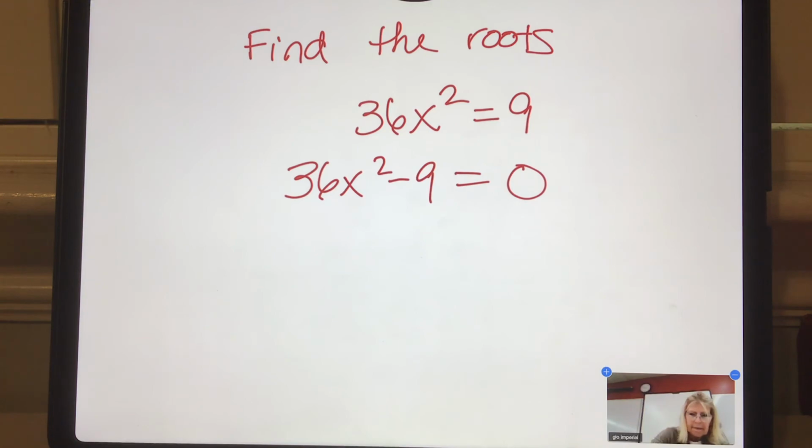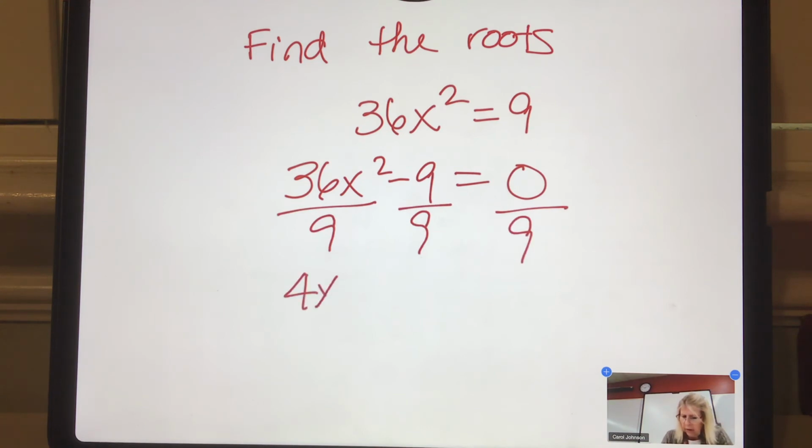I would factor out a 9. Factor it out or divide it out. I could divide it out. What did I tell you? Can you divide out numbers? Yeah, it's an equation. You can divide out numbers. So you can divide it out and you get 4x squared minus 1 is equal to 0. Are we in agreement?